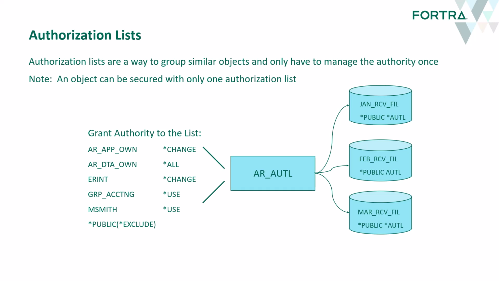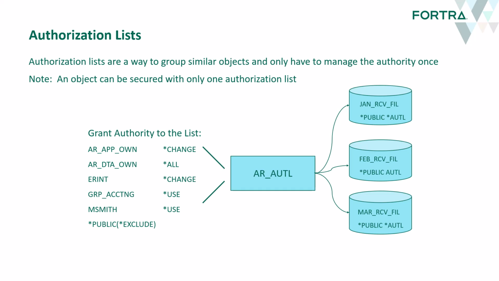So in this example I have on the screen, I'm using a single authorization list to secure 3 different files. I have my public authority referencing that authorization list for the public authority. And that's really important. I see often that we'll have an authorization list on objects, but public will have been set to change. But on the authorization list, public is set to exclude.